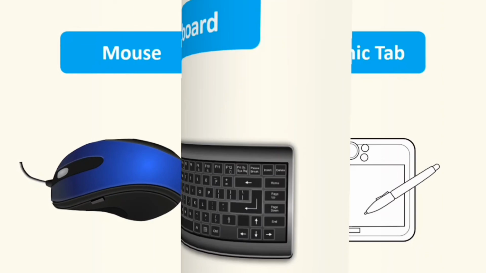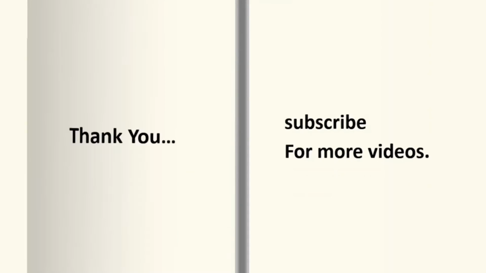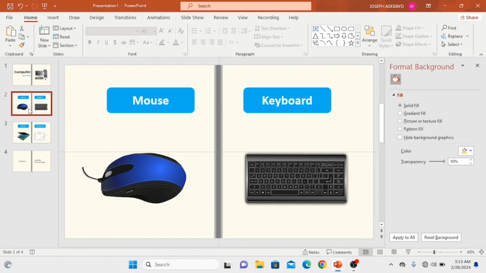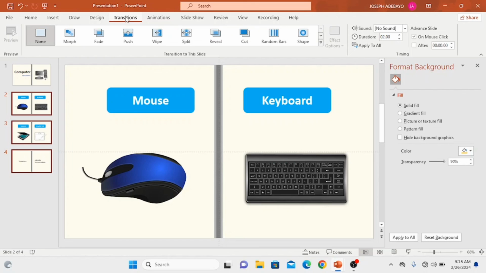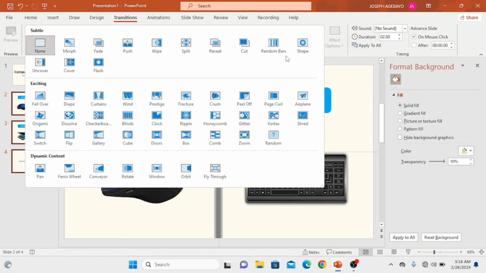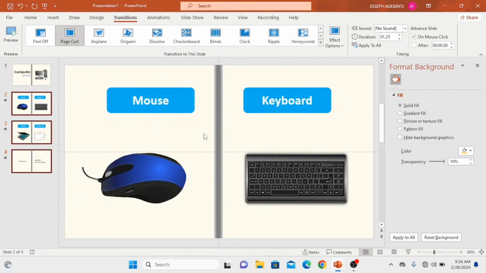Now, to turn it into a flipbook, all you need to do is to select the second slide, then press shift on your keyboard, select the third slide, then come to this section called transitions. Click on transitions, then click on this drop down arrow. Once you click on it, you are going to select page curl. This is the transition we wanted to use. Click on page curl, then it's now going to turn it into a flipbook.